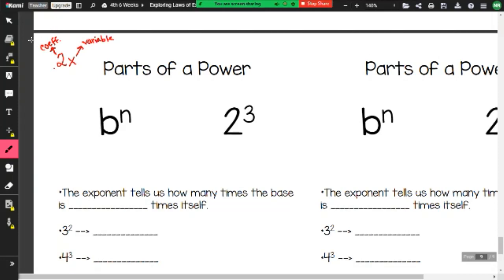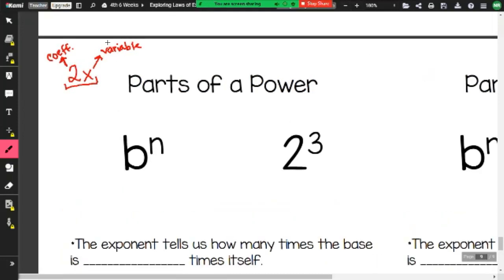Variable. Now, when we put those two together, what is it called once it's put together? A variable with a coefficient, whether it's invisible or not, a variable with a coefficient put together is called a term. Now, b to the power of n and 2 to the power of 3 is called a power.